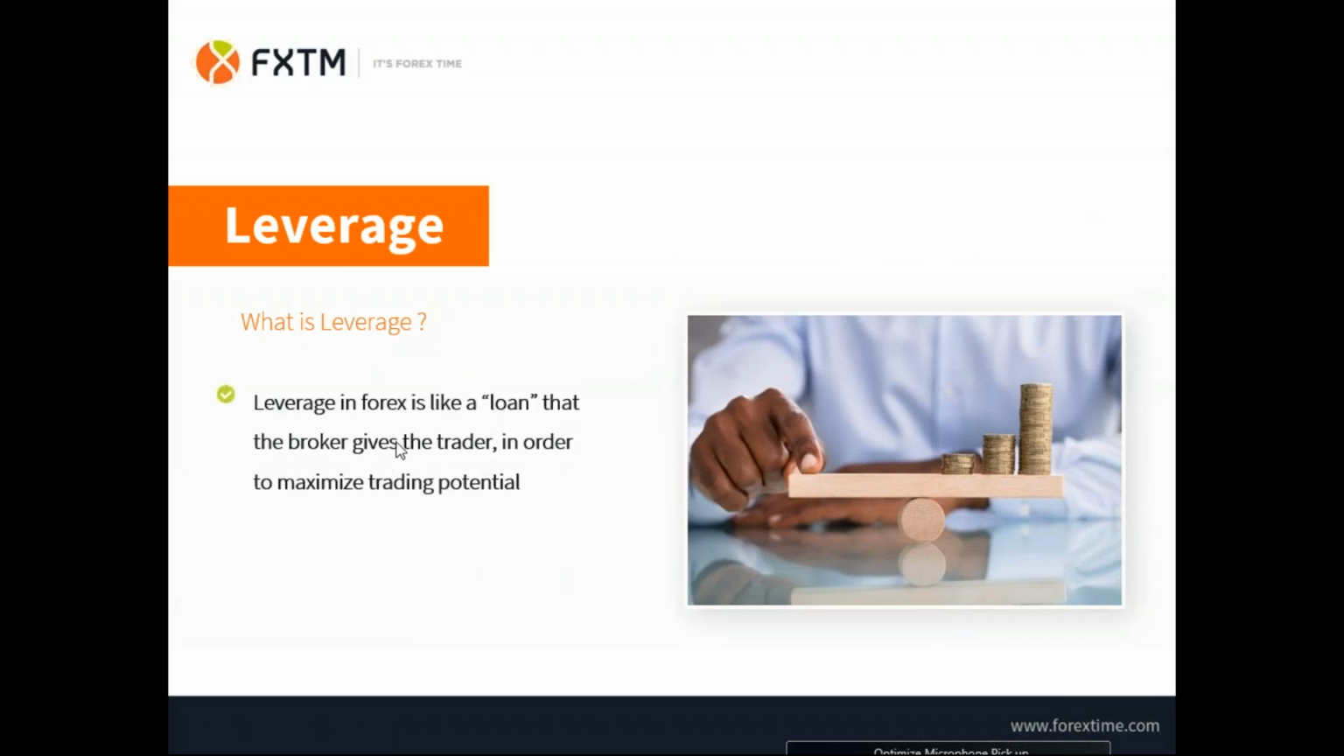Leverage. So let's talk about the leverage. You must have a basic idea about leverage from previously. Leverage in forex is like a loan that the broker gives to traders in order to maximize trading potential. One of the biggest advantages of retail forex brokerage houses is that you have the luxury of leverage, in which you can multiply your trading potential. For example, if you have $100 and you select leverage of 1:100, you can actually buy or sell things worth $10,000. That's the basic concept of leverage.